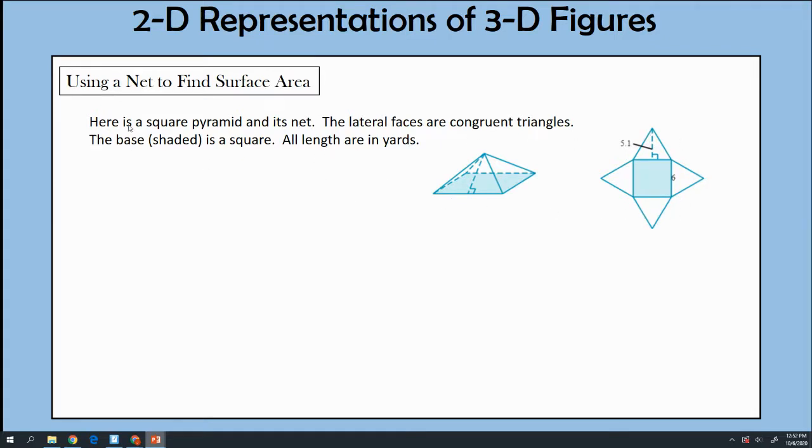All right, we're supposed to find the area of the base of the pyramid. Well, the base, they told us, is a square. 6 times 6 is 36. So the area of the base, which is the shaded square here, is 36.